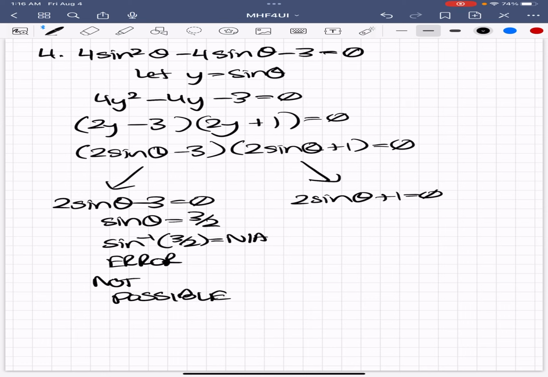The reason why 3 over 2 won't work is because if we draw the sine function, it never increases above 1 or negative 1. So 3 over 2, 1.5 will not work because it doesn't reach that y value. But a negative a half will work. We're using the sine inverse function.